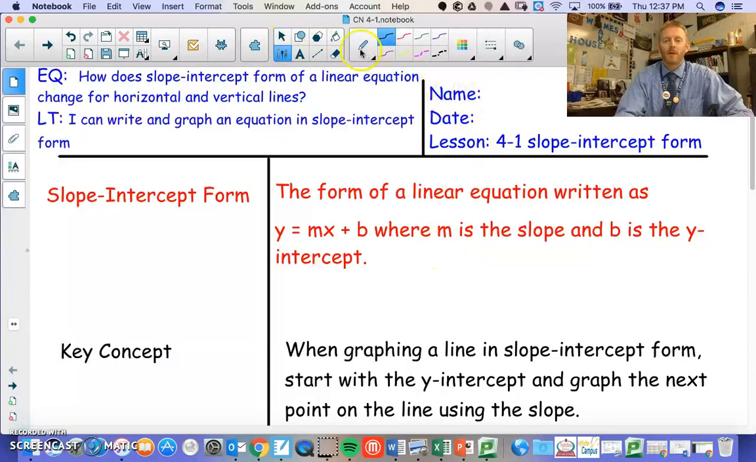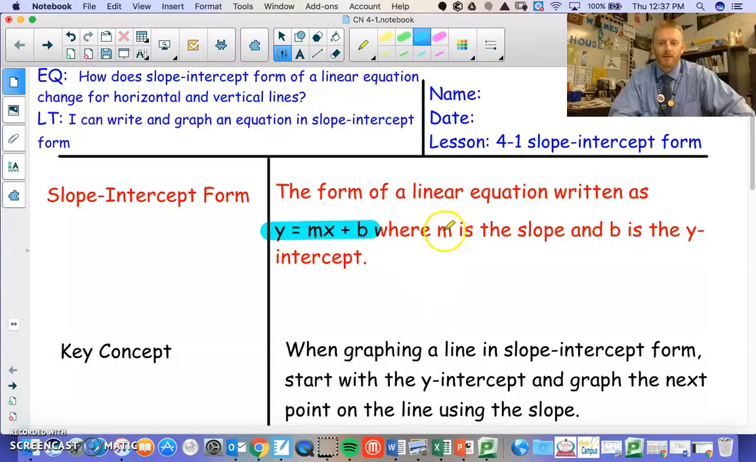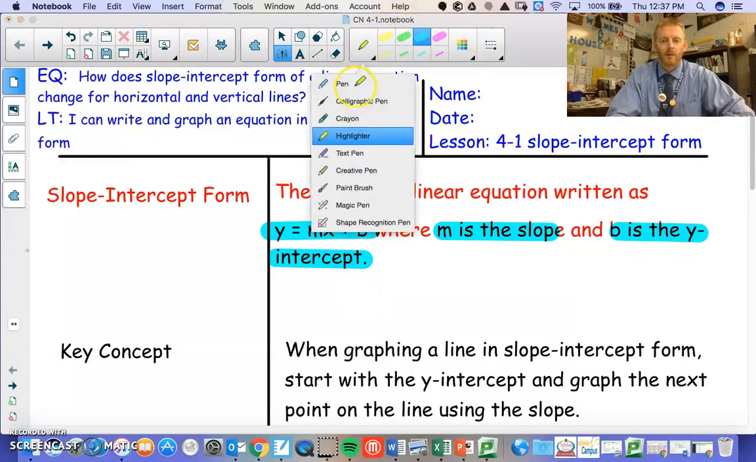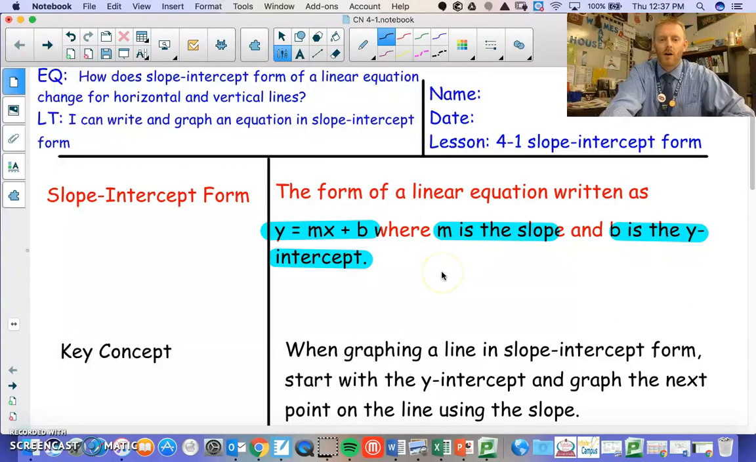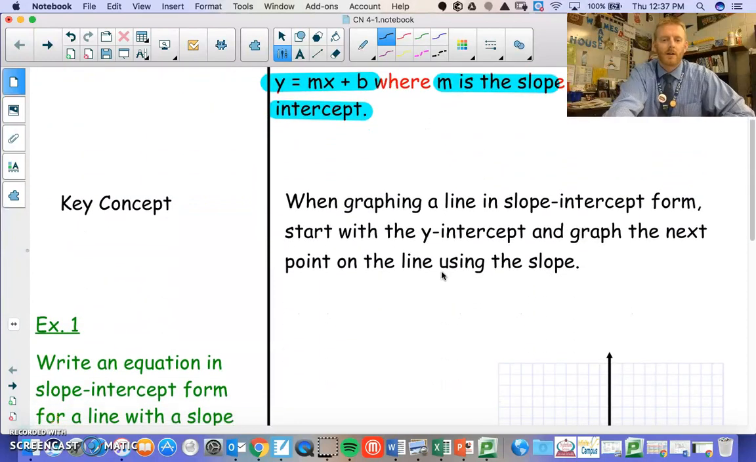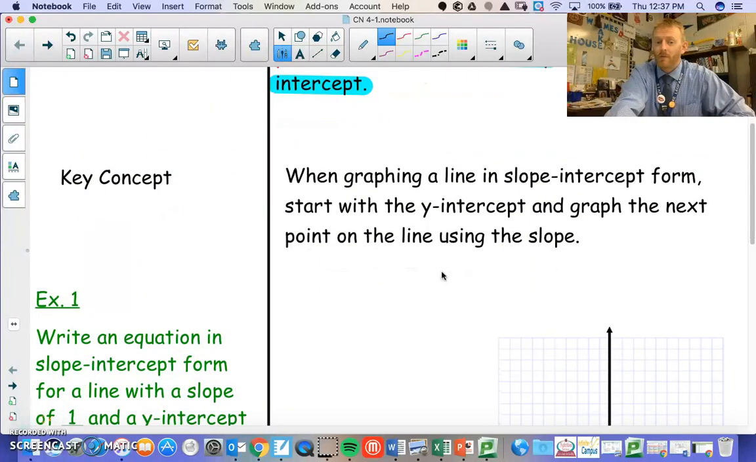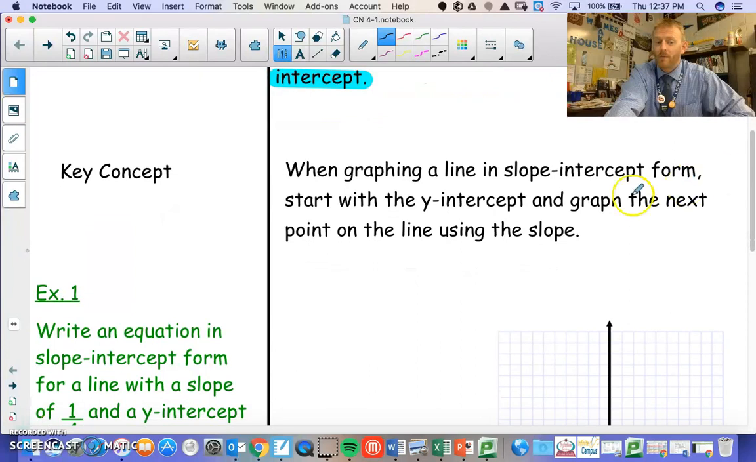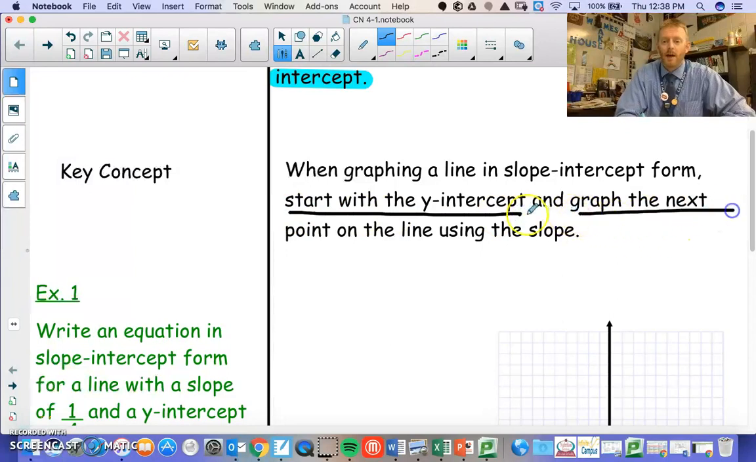So the first thing we've got to talk about is slope-intercept form, what it is. Slope-intercept form itself is y equals mx plus b, where m is the slope and b is the y-intercept. So we all know what slope is. Hopefully you remember that the y-intercept is where a graph crosses the y-axis. So the key concept is that when we're graphing a line in slope-intercept form, we're going to start with the y-intercept and then graph the next point using slope.